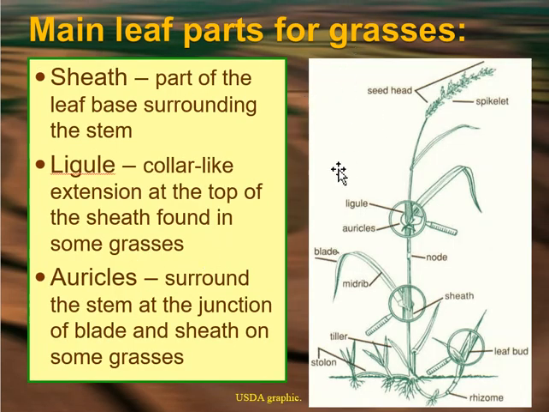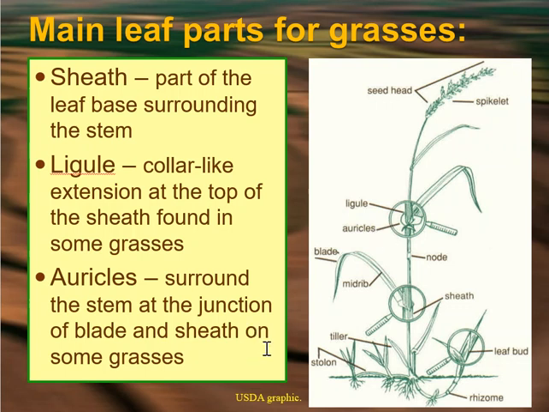So, let's just look, if we're talking about grasses, the leaf parts. So sheath is the leaf base surrounding the stem. So if you look in here, it's like a grass, you can see how this kind of wraps around the stem. That's the sheath, okay? And then the ligule is the collar-like extension at the top of the sheath found in some grasses, okay? So you can kind of see how it's starting to get that collar right in there. Here you can see it up as well, so it's right along the collar edge before it goes into the leaf.